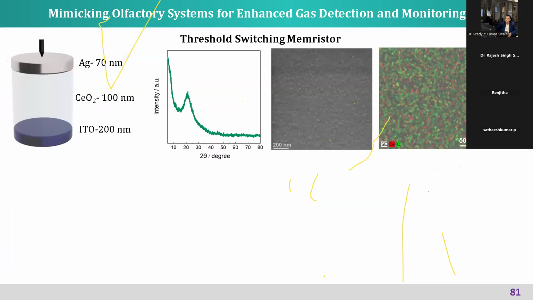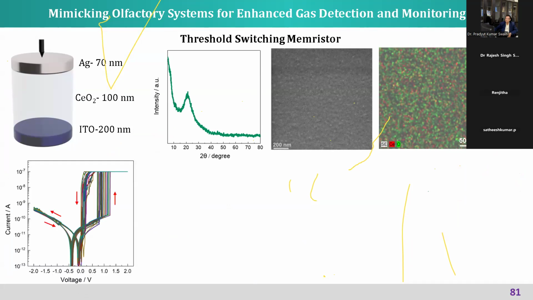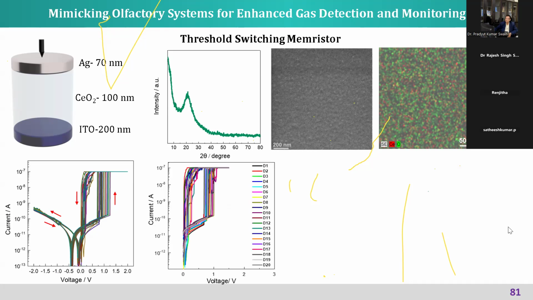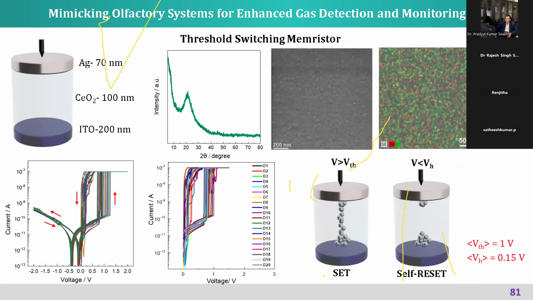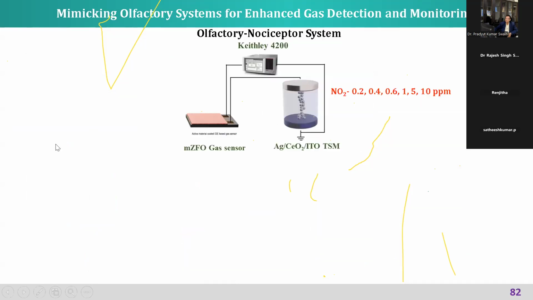Before going to that, I want to briefly tell you about this resistive switching device. This is called a threshold switching memristor, which is a kind of volatile switching. When we apply a particular bias, the memristor goes from a high resistance to a low resistance state, and when we remove the bias, that resistance state drops down. This is a kind of volatile memory. I'm not going into the details of this; it is another of my research interests. But in this work, I'm combining both this resistive switching and the gas sensors. This is how the device looks.